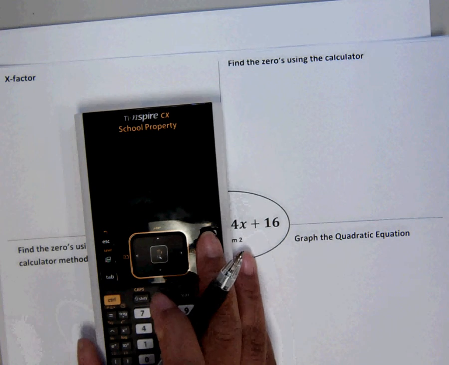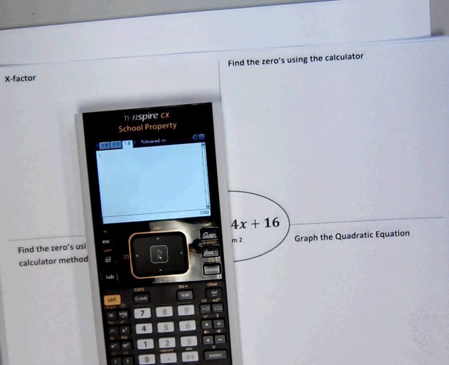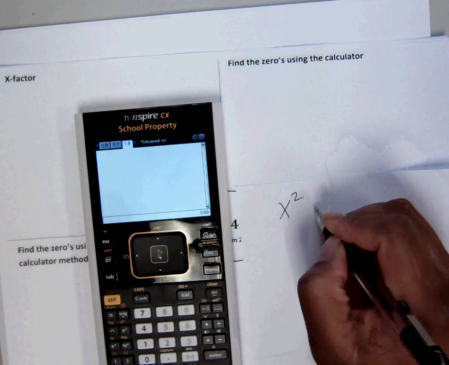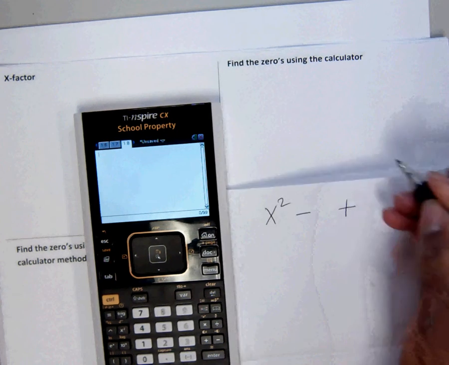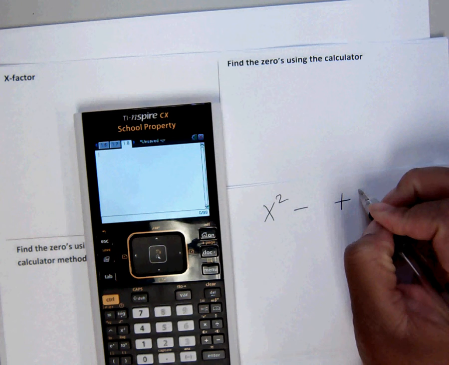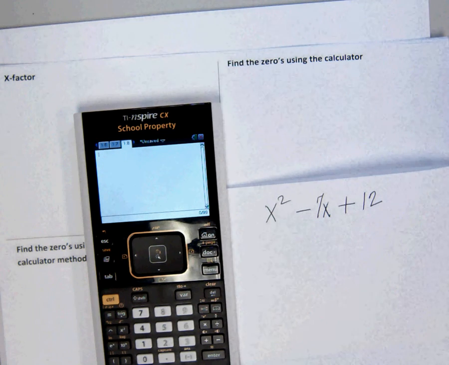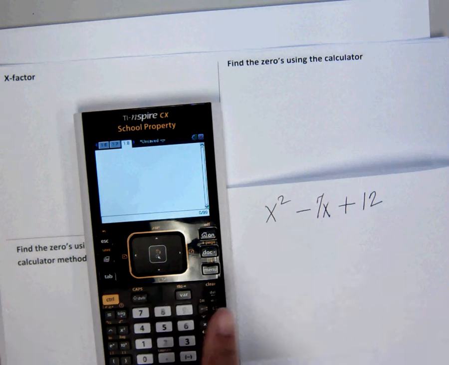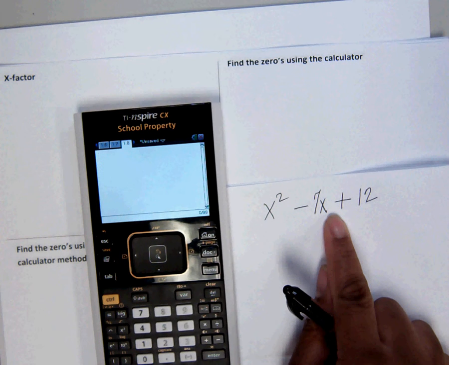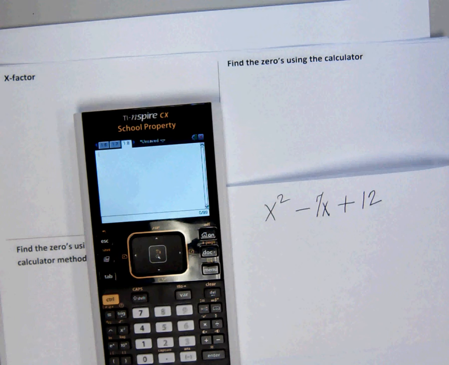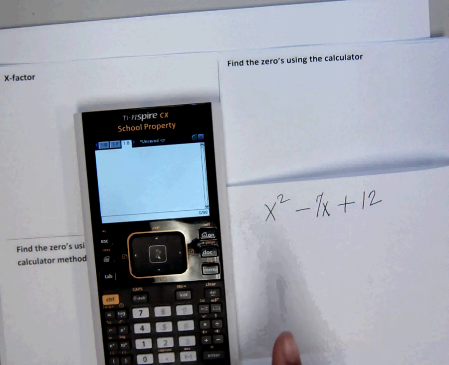I am going to make up a simple example. So let's do x squared plus, let's do 12 and 7x. Okay, let's just do that. Given this problem, if I asked you to factor it, or find the zeros, excuse me, using the calculator, you have to do this.